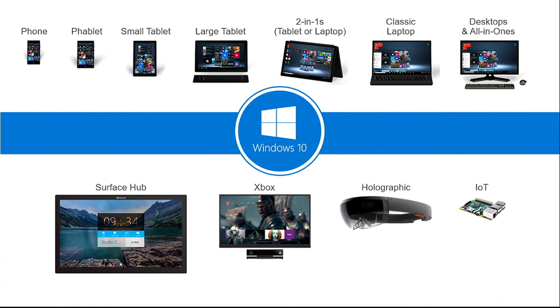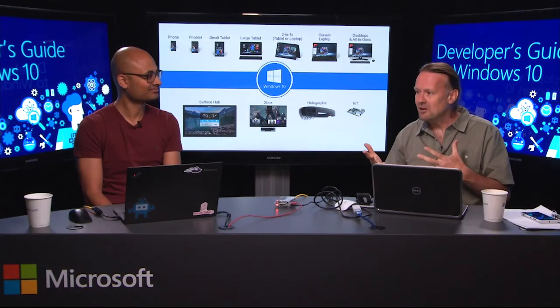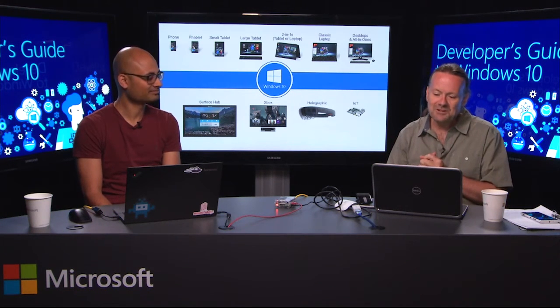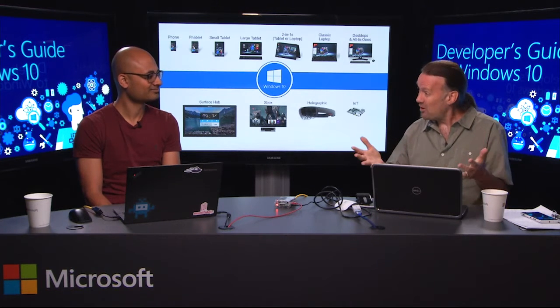one operating system, one app platform, for all of these devices, from the very small phone through bigger phablets, through the tablets, two-in-ones like the Surface Pro, which can be a tablet and a laptop, classic laptops and bigger desktop all-in-ones, all the way through Xbox and Surface Hub. Surface Hub being the big 84-inch, big, beautiful team collaboration device. And then obviously the newer innovative hardware like the HoloLens and also IoT. So all of these different device families, it's all pretty diverse, but they're all running Windows 10.